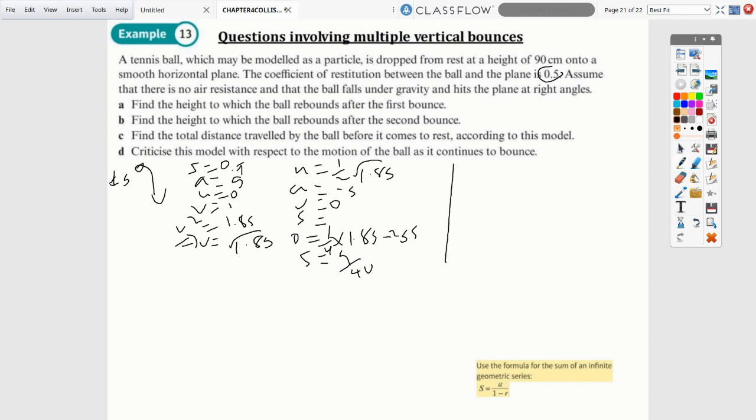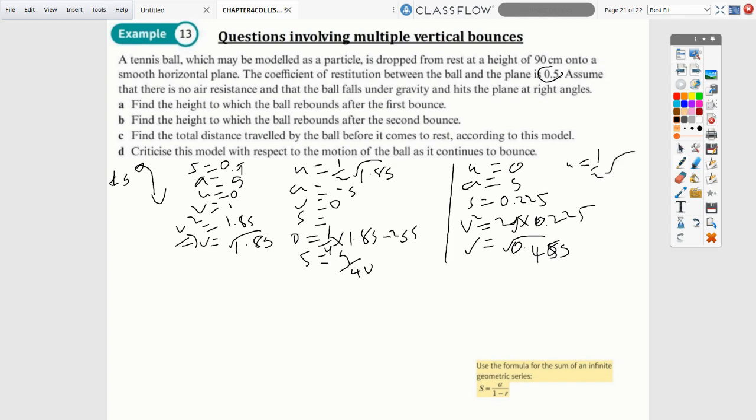The second bounce, however, we have U being half again of 0.45G. Now hold on a minute. I can't read the question properly. Sorry, U is zero. A is going to be G. S is going to be 0.225. We want V, so V squared is 2G times 0.225. So V is root 0.45G, which will then become our U times the coefficient of restitution.